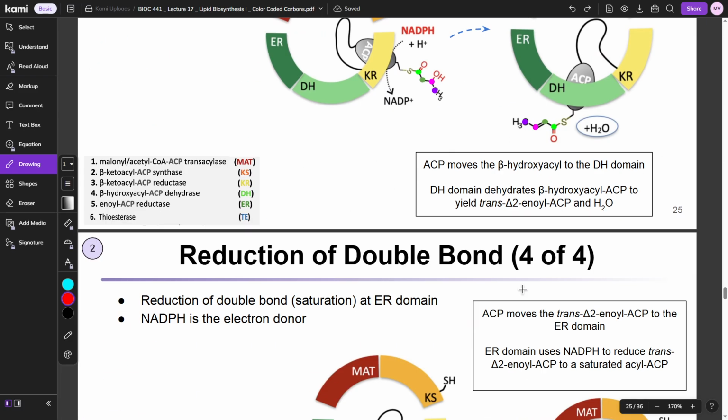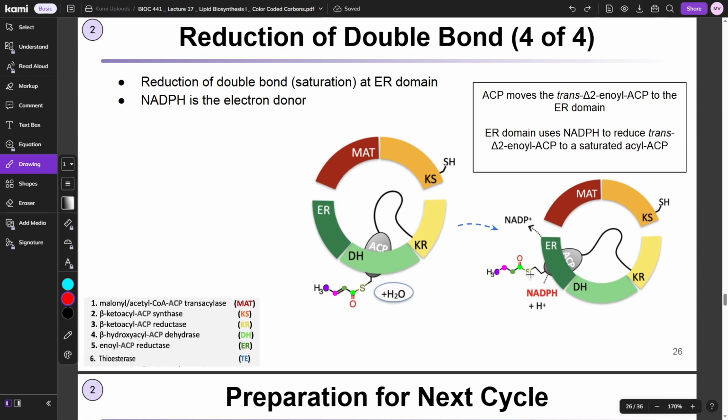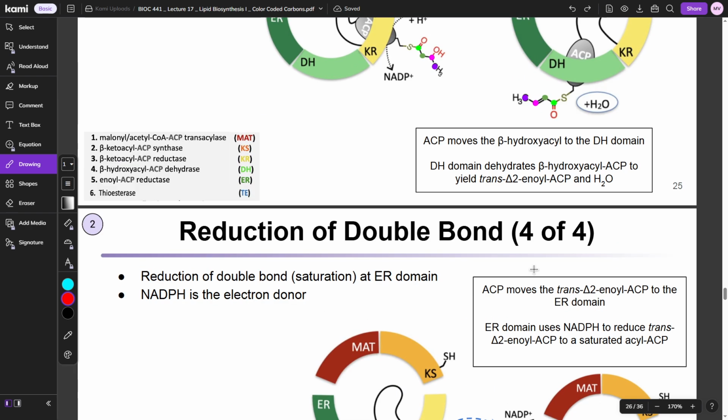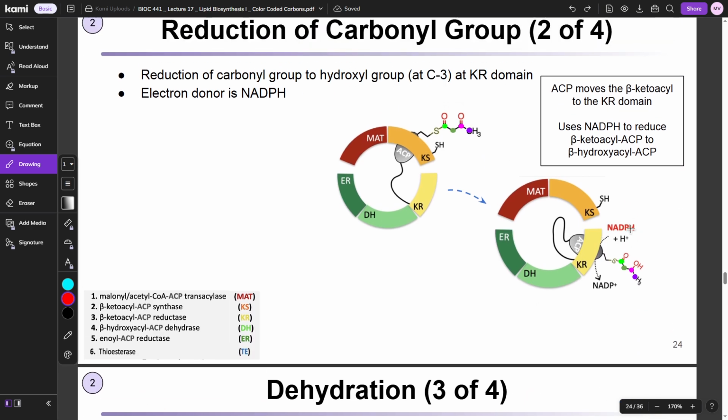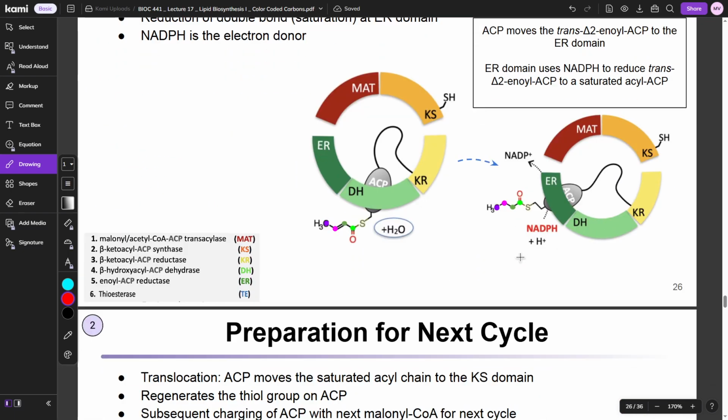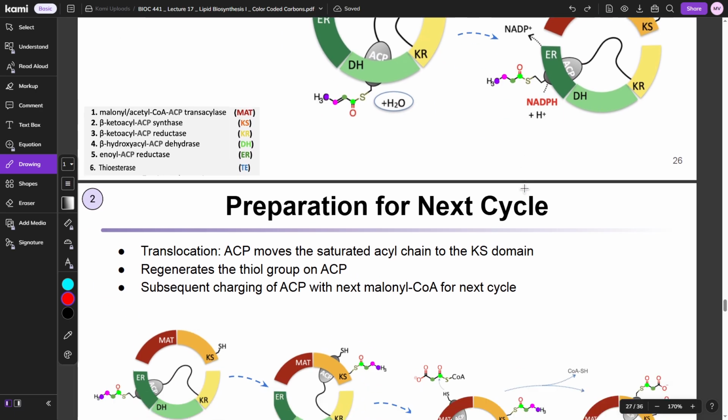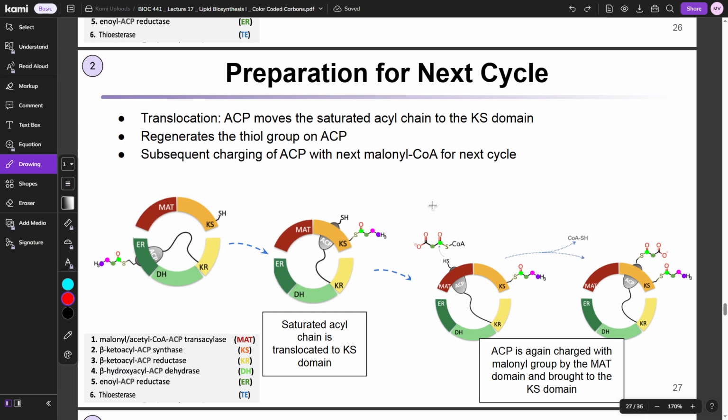So we form a double bond. And then we use a reductase, which uses another NADPH. So we have two different NADPHs being used here. So then we have just this fatty acid chain. And then it goes back here. And then this whole chain is added to KS. And this process is then repeated again.